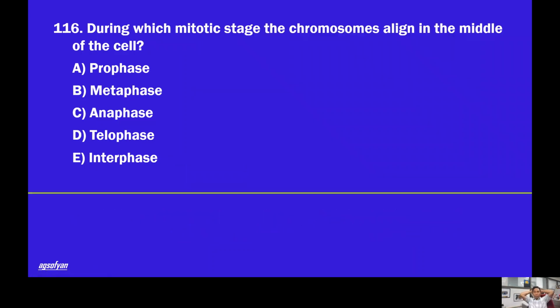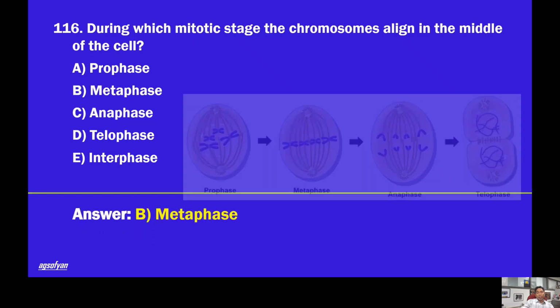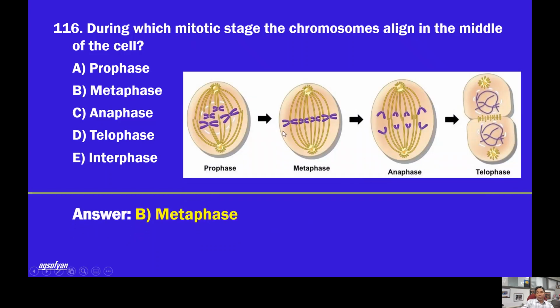116. During which mitotic stage do the chromosomes align in the middle of the cell? Prophase, metaphase, anaphase, telophase, or interphase? Choose your answer. Yes, it's going to be metaphase. If you see this one, at metaphase, the chromosomes are nicely aligning in the middle of the cell.